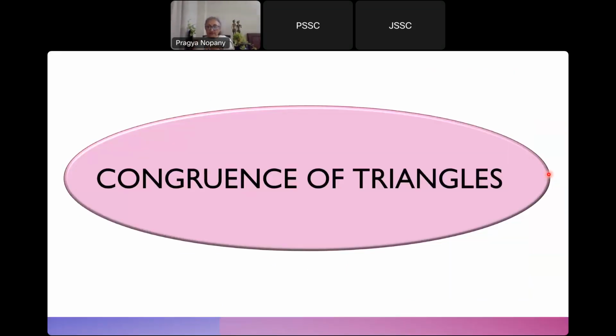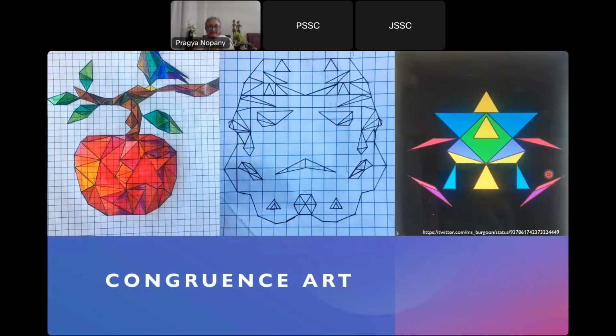Then congruence of triangles. Now you see this is congruence art. You can give this to children and ask them to identify the triangles which are congruent. Here it's very simple. In the middle one, it's very easy to see. And in the right one also, it is easy to see. Left one, they may take some time. But yes, you can give such artistic challenges in the classroom.